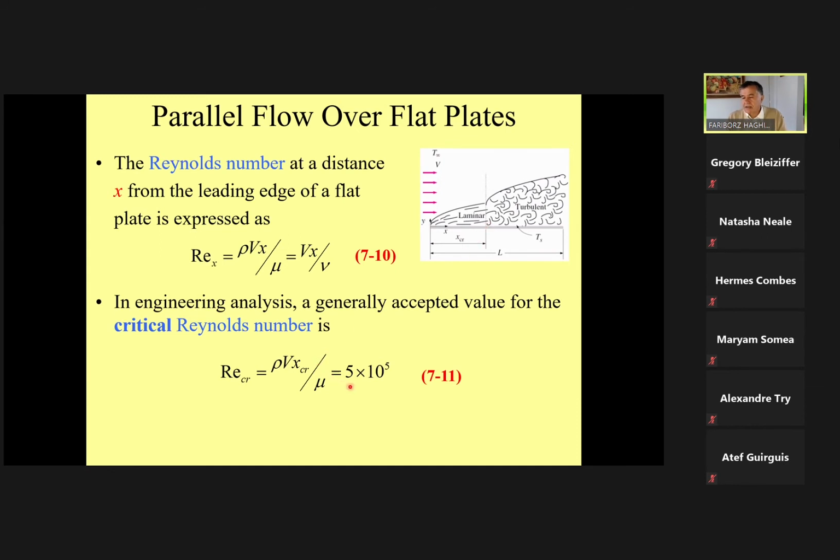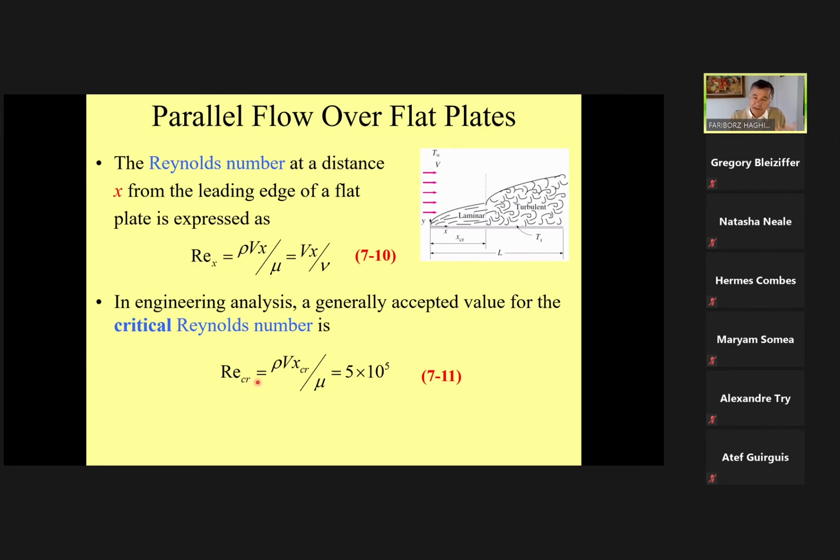And that's, as we discussed in the last lectures, 500,000. It's not 2,000; 2,000 is only for flow inside the pipe. Outside, for a flat plate, only a horizontal flat plate, it is 500,000. Therefore, we call this the critical length. This is the length where the flow changes from laminar to turbulent.